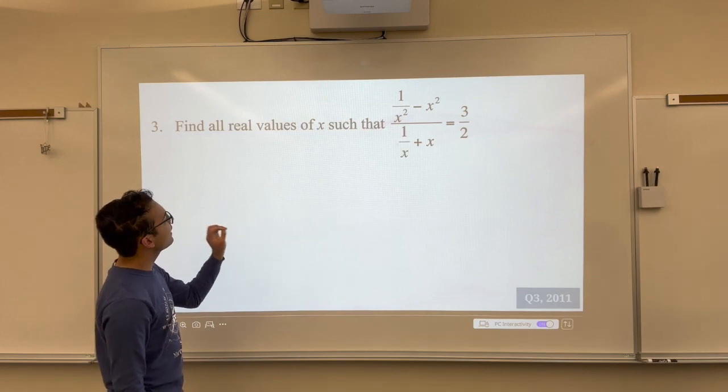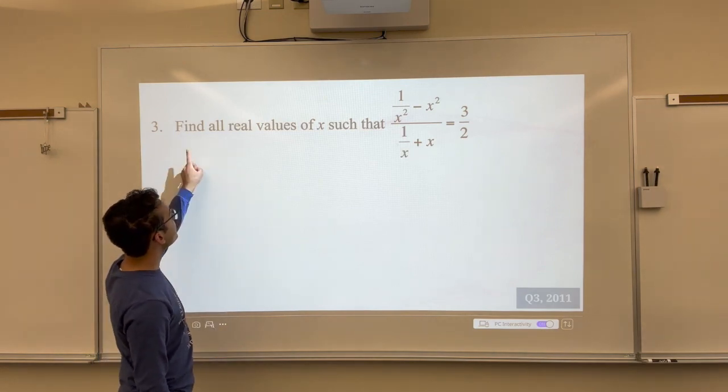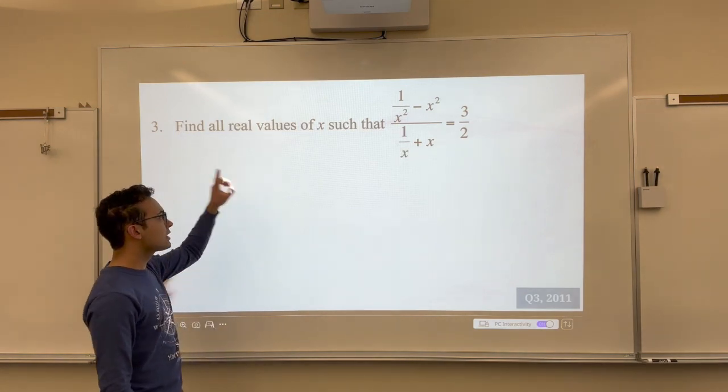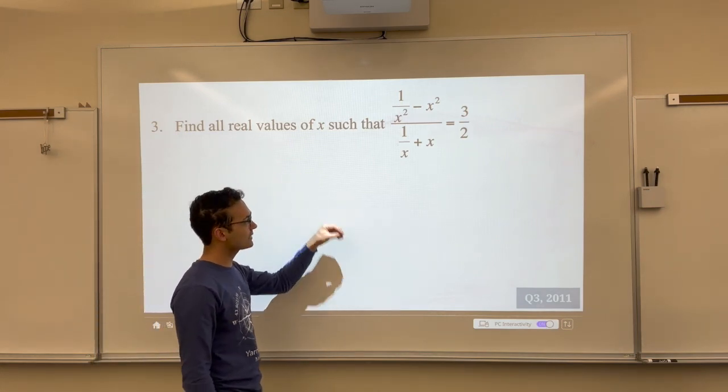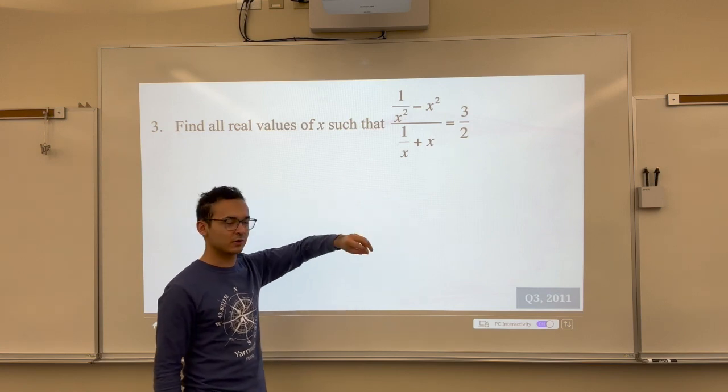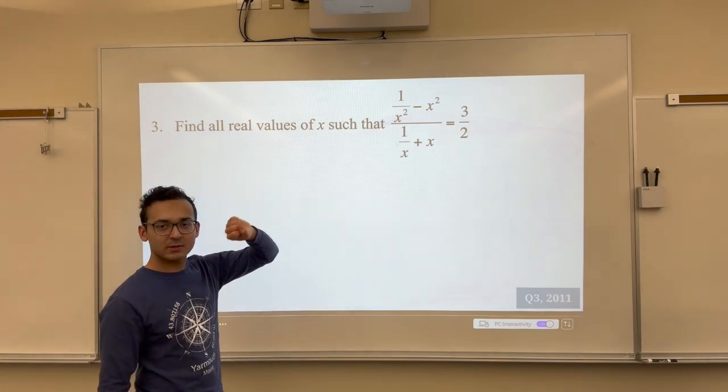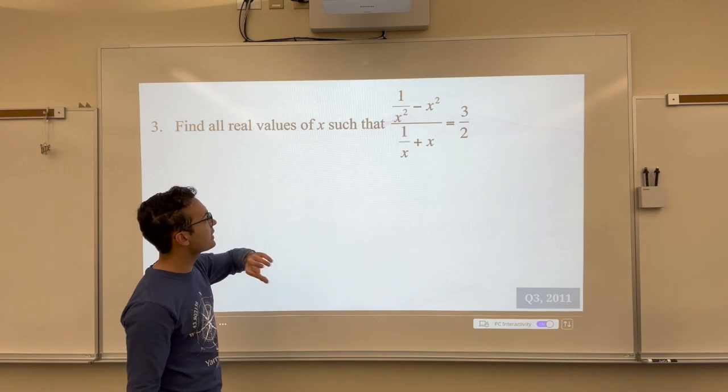Alright, here's our first 5-pointer of the video, and it tells us to find all real values of x such that 1 over x squared minus x squared over 1 over x plus x equals 3 over 2. This is the first time where we'll actually be solving for values of x, so that's important.